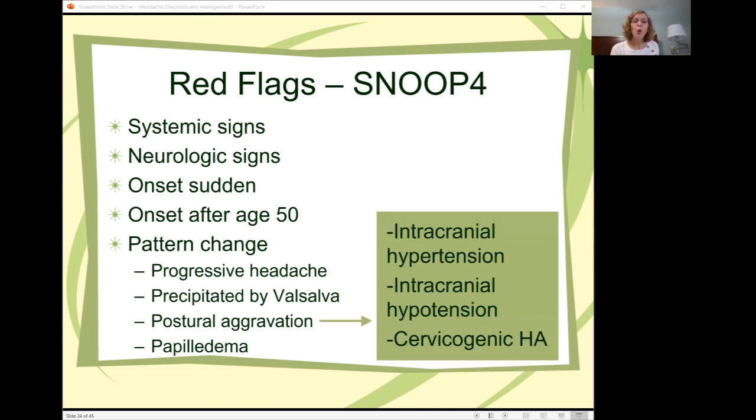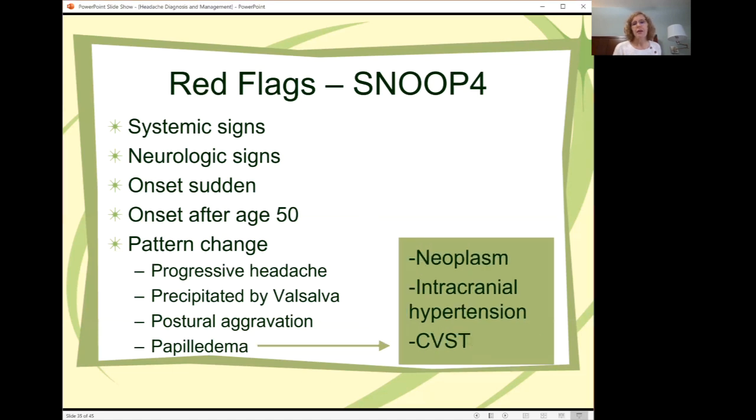Intracranial hyper or hypotension can cause headaches that are worsened by postural changes. Keep in mind that neck issues can cause this as well. Papilledema is indicative of malignant or inflammatory disorders, intracranial hypertension, or cerebrovenous sinus thrombosis.